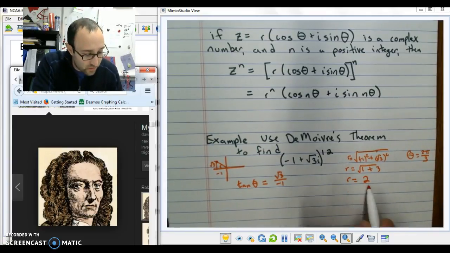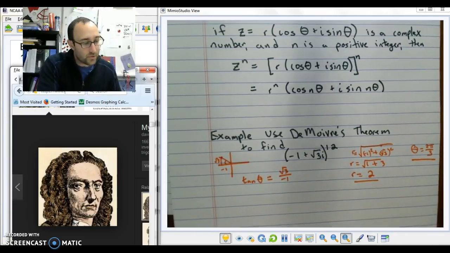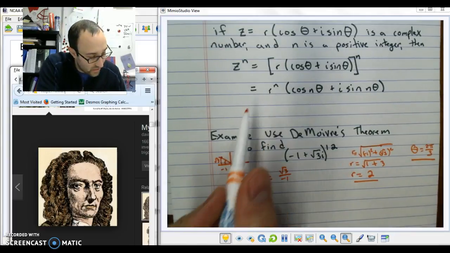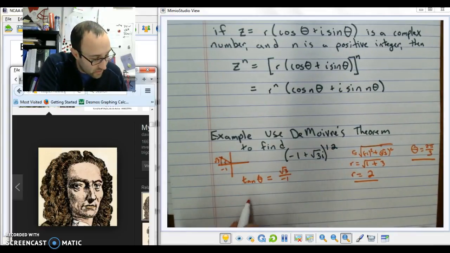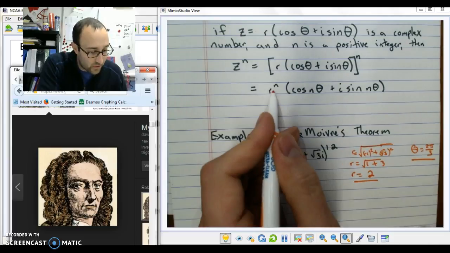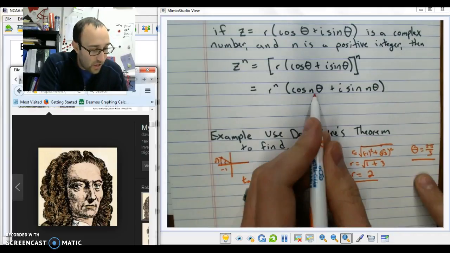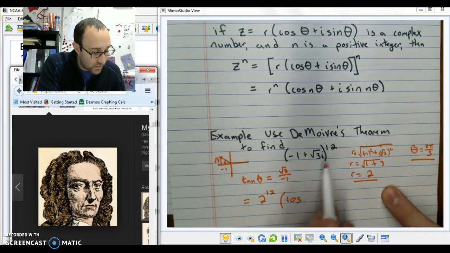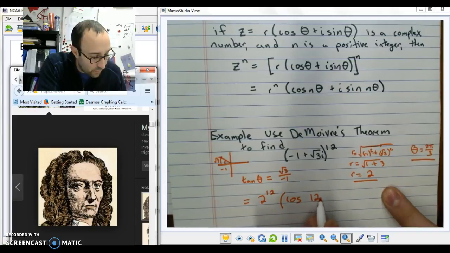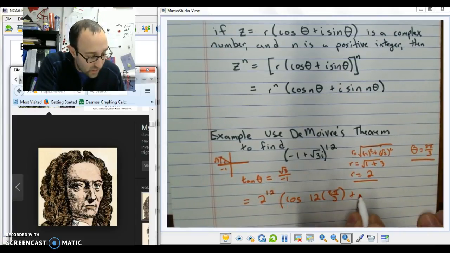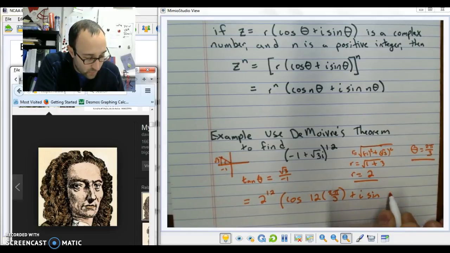So I know what r is and I know what theta is. Let's use his formula right here. This number to the 12th power is going to equal r to the 12th power, so it's 2 to the 12th power, times cosine of n theta. n is 12, so it's cosine of 12 times 2 pi over 3, plus i sine of 12 times 2 pi over 3.